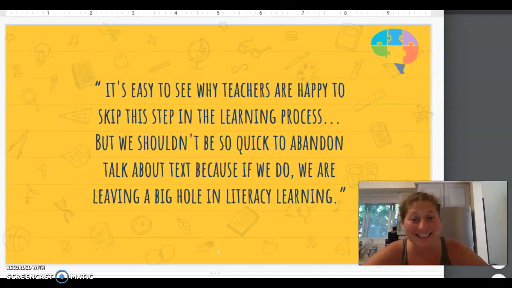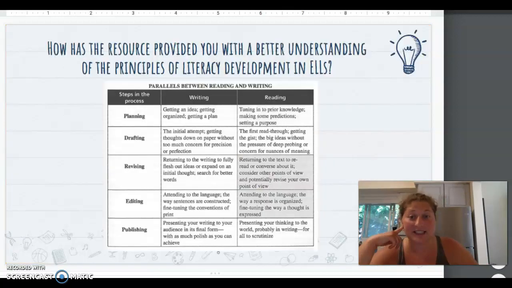So I really liked this quote and I wanted to include it. It's easy to see why teachers are happy to skip this step in the learning process. But we shouldn't be so quick to abandon talk about the text, because if we do, we're leaving a big hole in literacy learning.